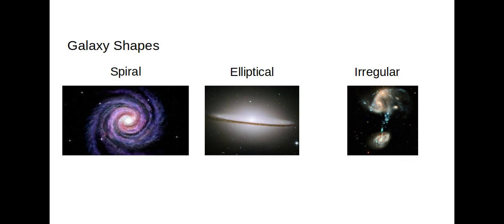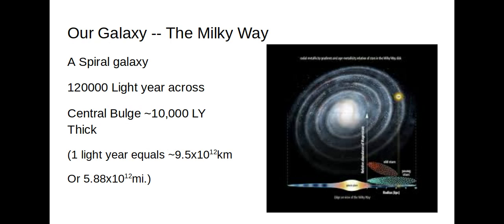There are three basic shapes of galaxies. There is the spiral galaxy, there is the elliptical galaxy, and then there's something called an irregular galaxy. The irregular galaxy can be any shape outside the spiral and the elliptical. Now, the one that's most important to us is our galaxy, the Milky Way. The Milky Way galaxy is a spiral galaxy.